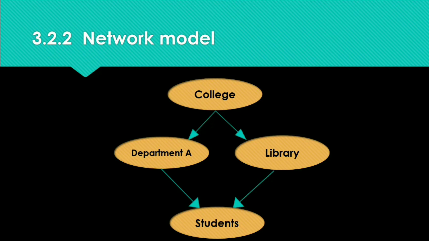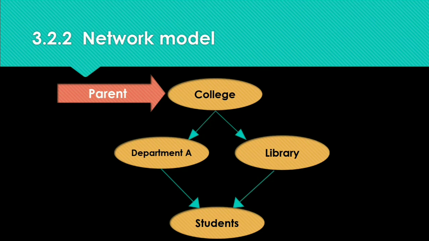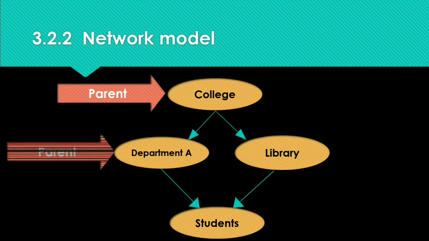So obviously it acts as the parent. And this parent has two children. One is department A and then library. So individually, when you look at department A, it has one more child, that is student, and library has one child, that is again the same table, student. So what happens? This department A and library will turn as parent.